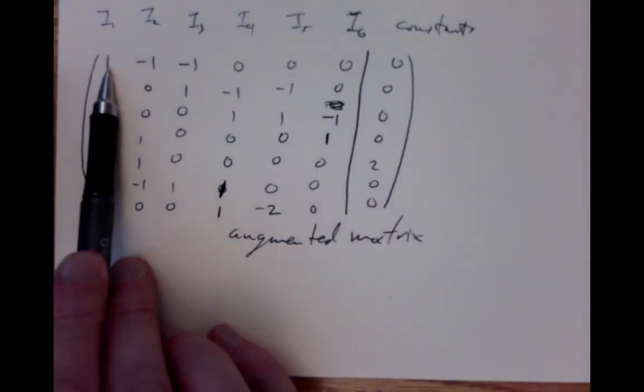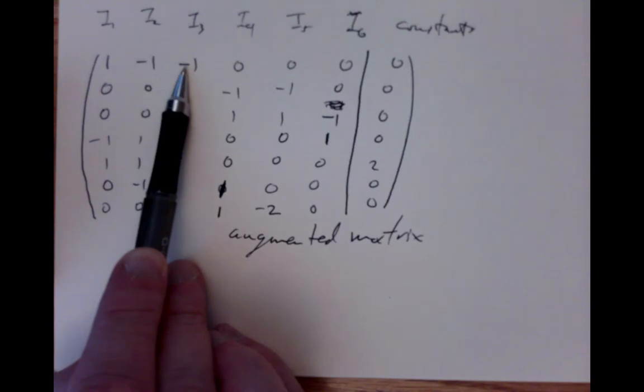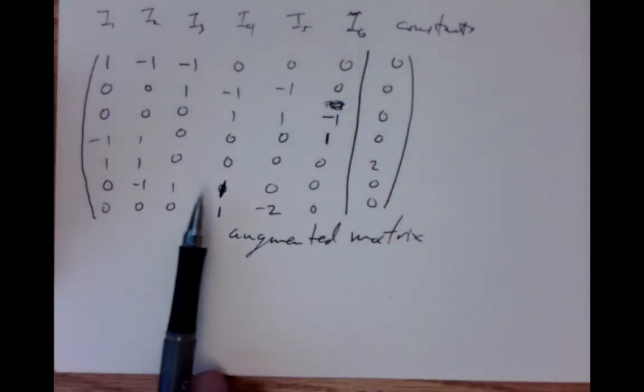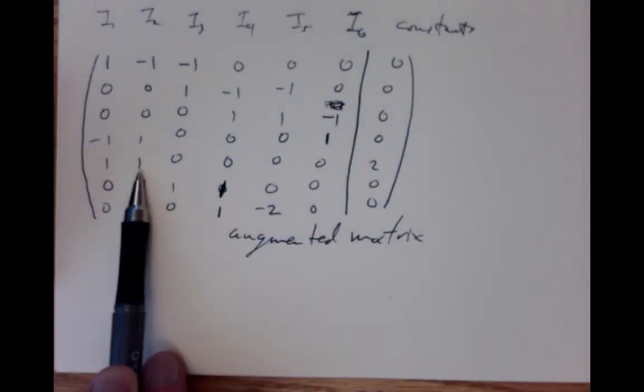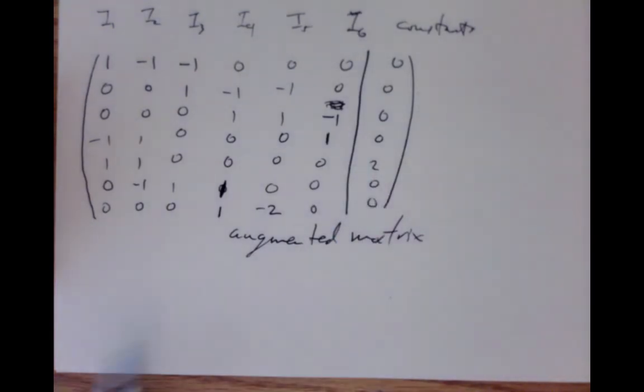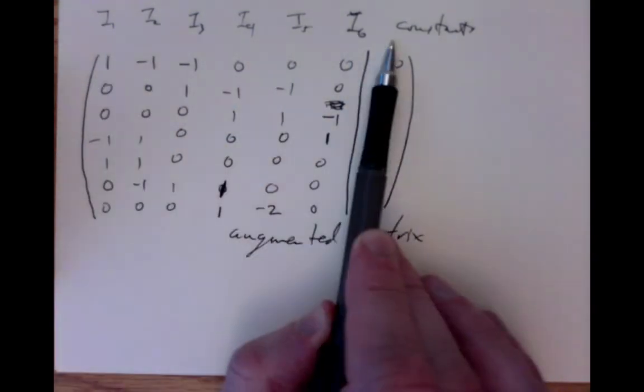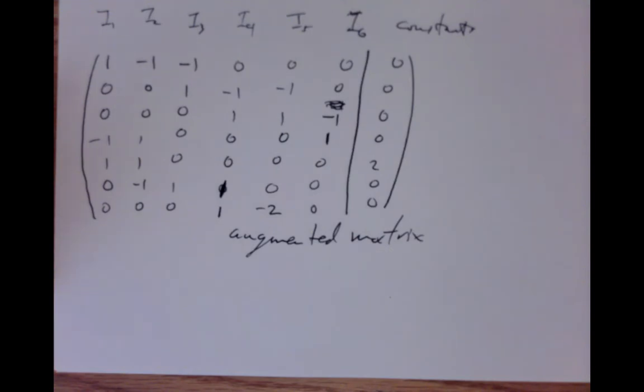So you can read this off as I1 minus I2 minus I3 equals 0. This one you can read off as I1 plus I2 equals 2. So you can read off from this very easily what the original equations were, but you're less likely to make mistakes when you organize it in this kind of augmented matrix.